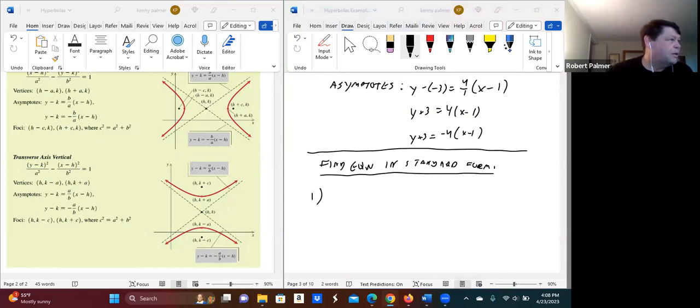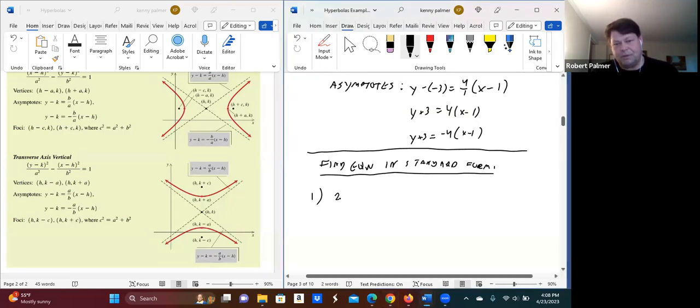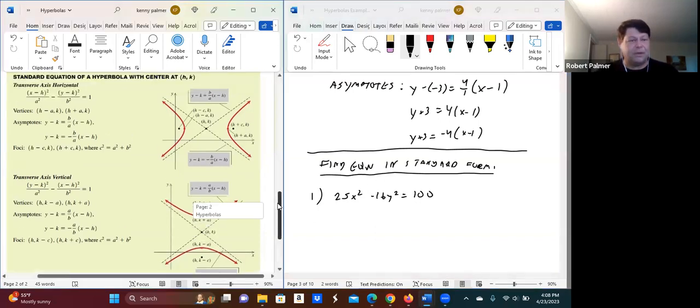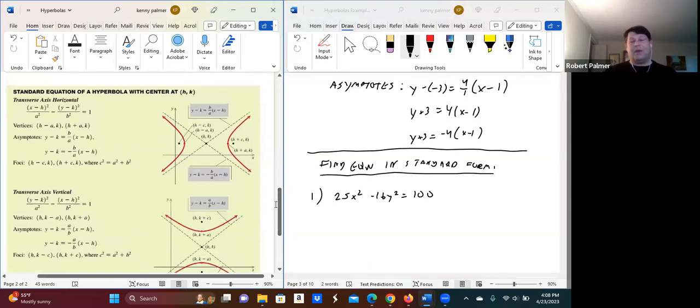Okay, so let's say you have something like this. Let's say you have 25x squared minus 16y squared is equal to 100. Now obviously that's not in the form of either one of these. And so in order to put it in the right form, in order to find all our features, we need to be able to find our vertices, asymptotes, and foci. So what we're going to do then is divide.